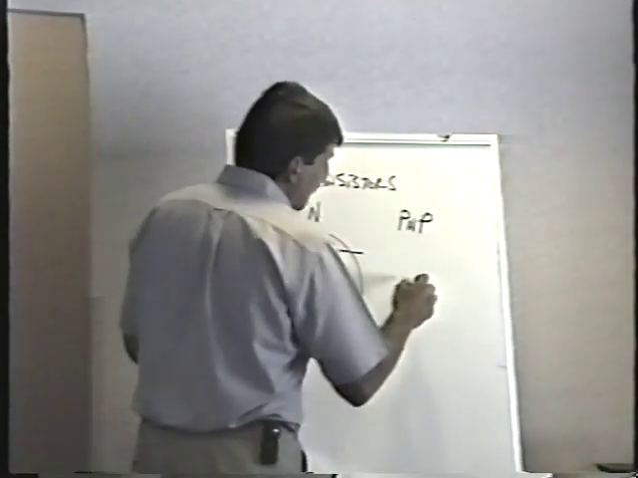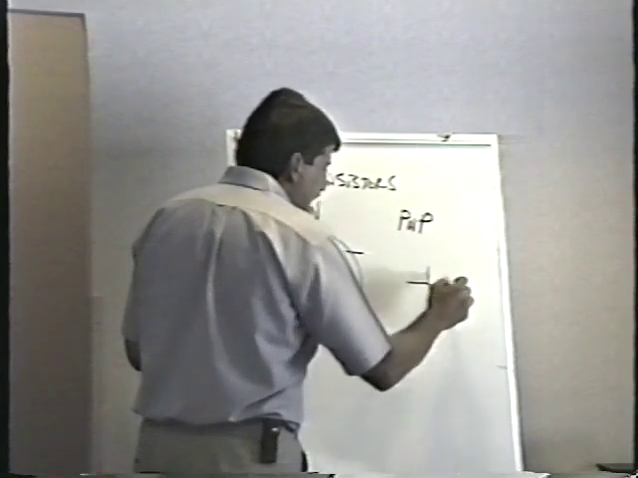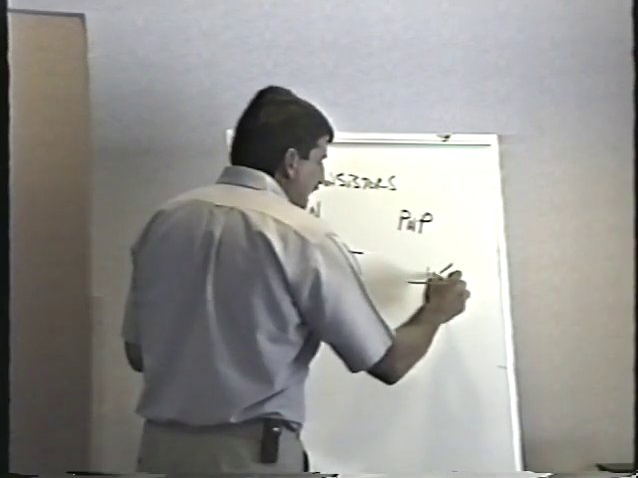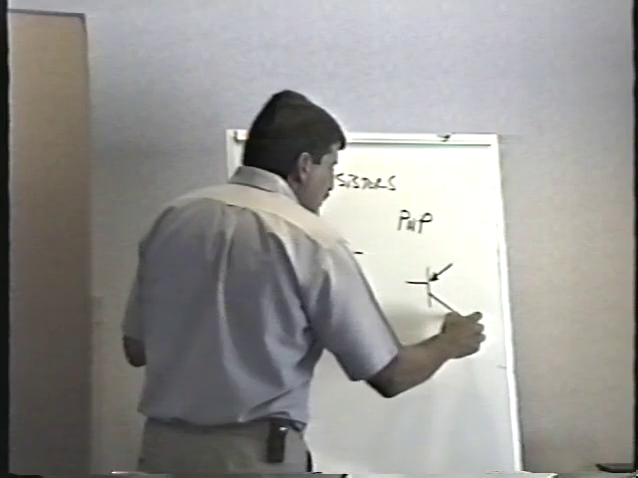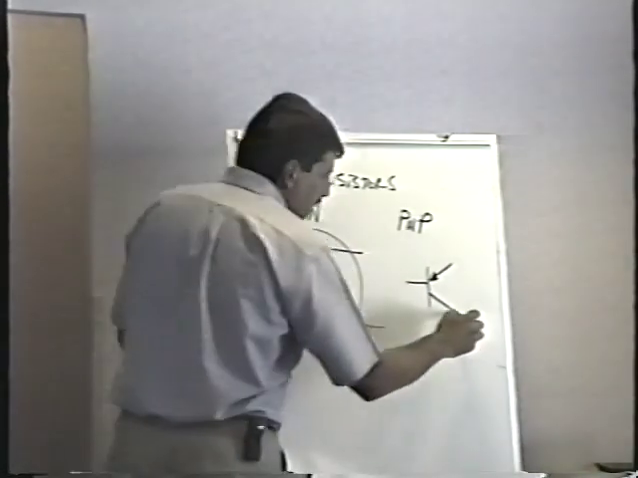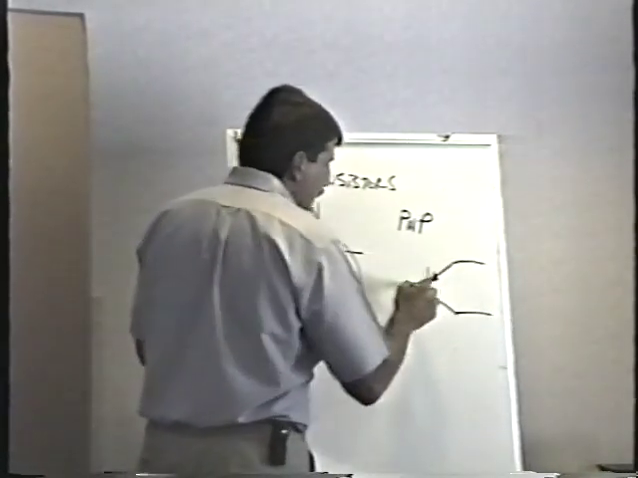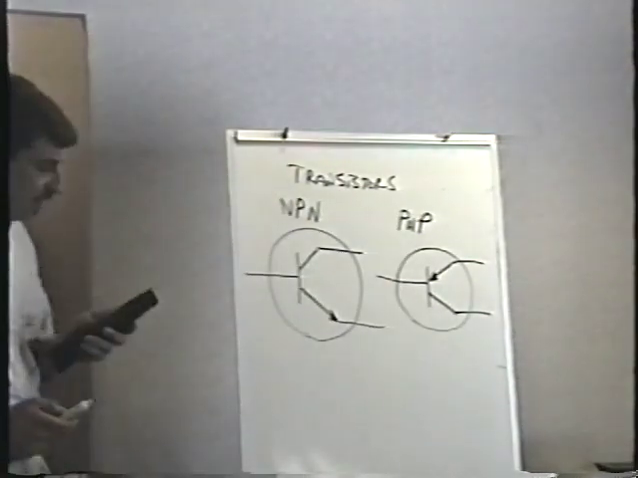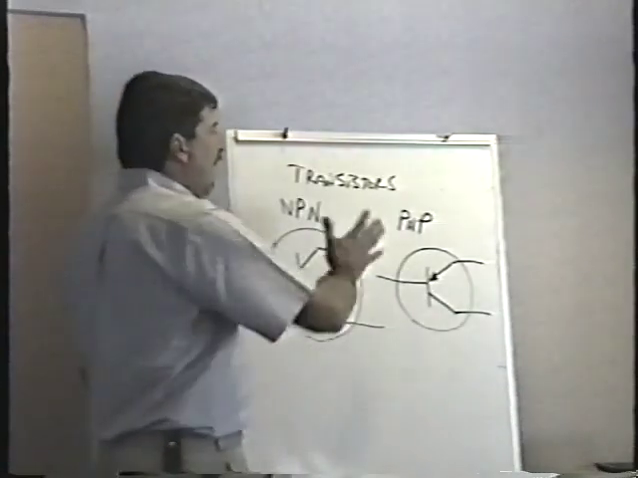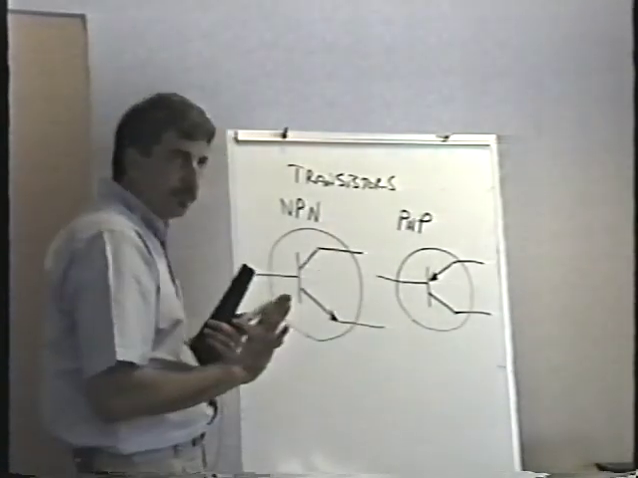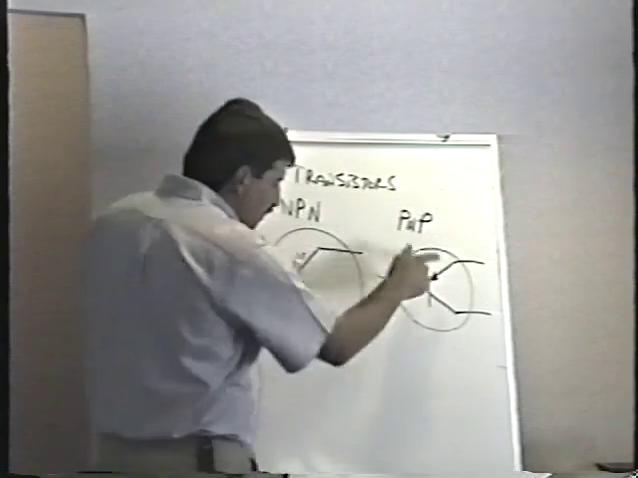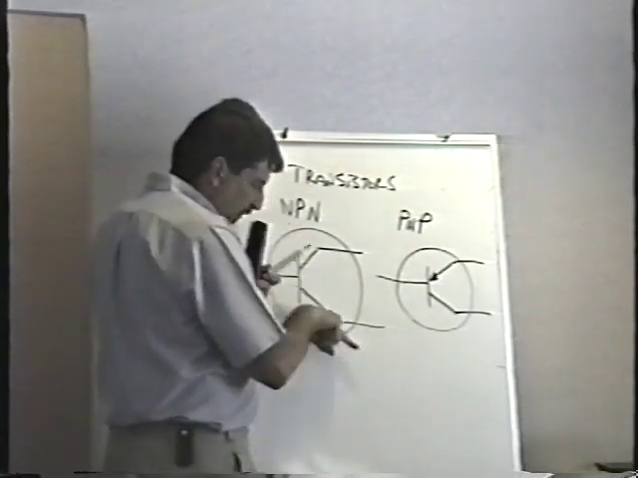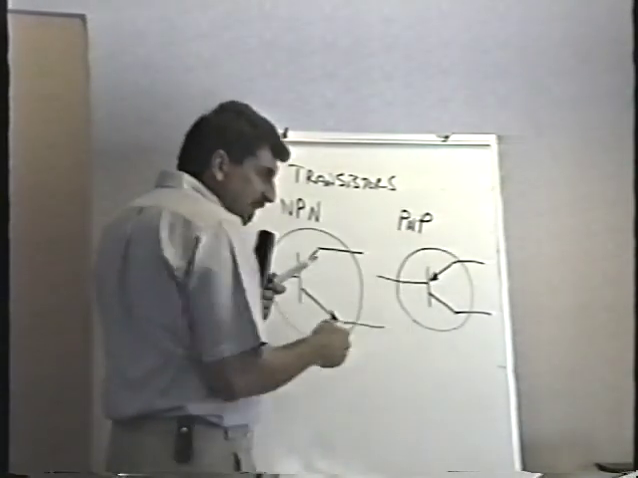The PNP transistor schematic symbol looks basically the same, except that the arrowhead points in toward the center of the symbol instead of pointing out. It does not make any difference which way I draw the symbol. The thing that you can use to tell the difference between them is if the arrow points out, it's NPN. If it points in, it's PNP.